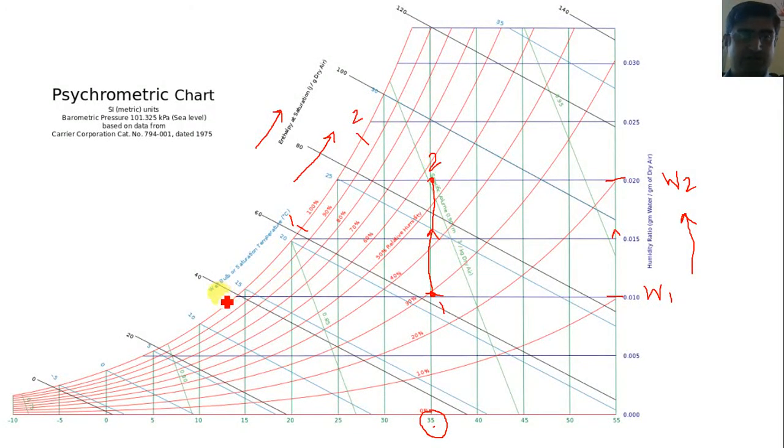And here also the value of dew point temperature from point 1 to 2 gets increased. So the value of dew point temperature also gets increased from point 1 to 2. So all these things happen in the case of the humidification process.